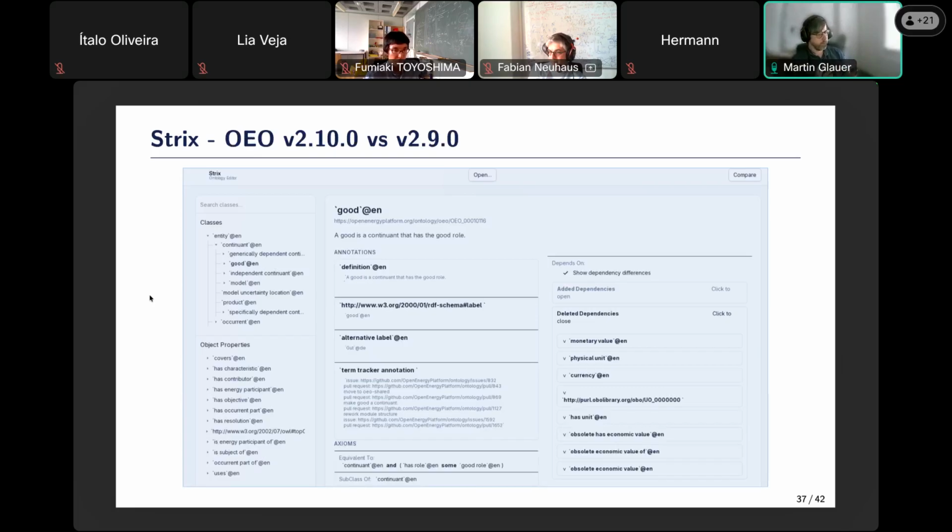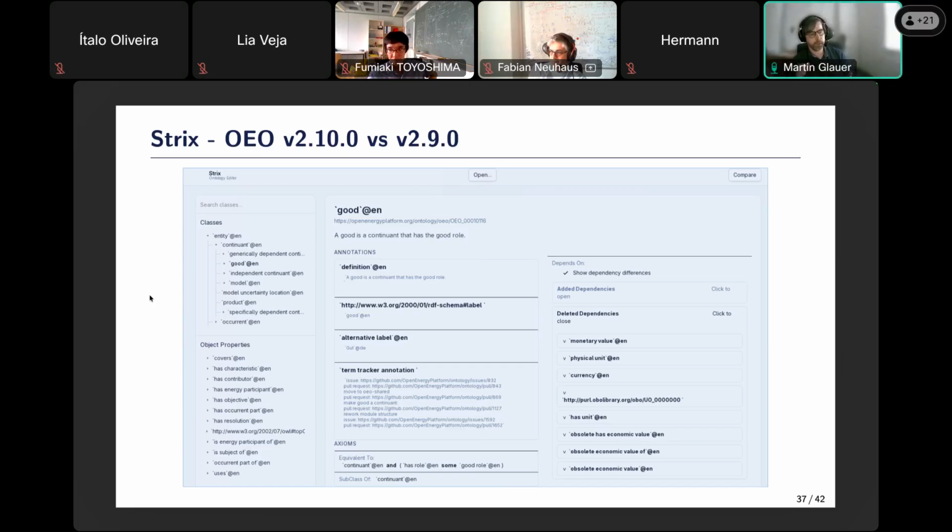So this is our tool. On the left-hand side, as I said, you can browse your ontology. Here we selected the class good from the Open Energy ontology version 10. You can see in the middle panel the class with all its annotations. On the bottom, you also have axioms. And most importantly, on the right-hand side, you have all the dependencies that have been changed from the previous version. In this case, the previous version would be 2.9.